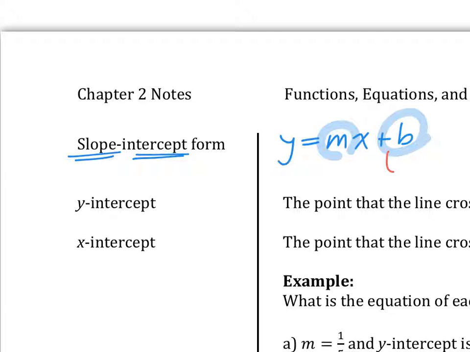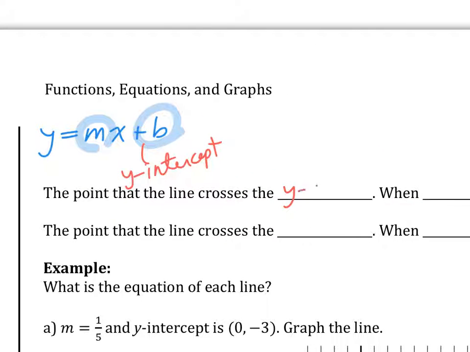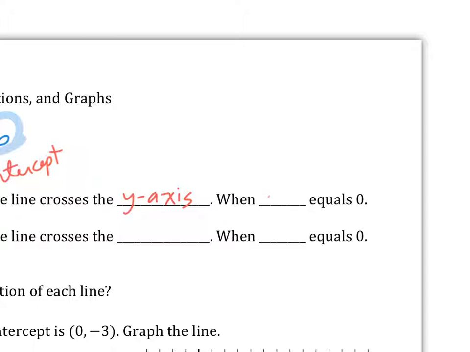We always say the slope-intercept form. I hope you know why it's called slope-intercept form. This is the y-intercept. What does y-intercept mean? Where the line crosses the y-axis. Good. It's also when what is 0? X. Yes, it's when x is 0, because that's where the line crosses the y-axis.